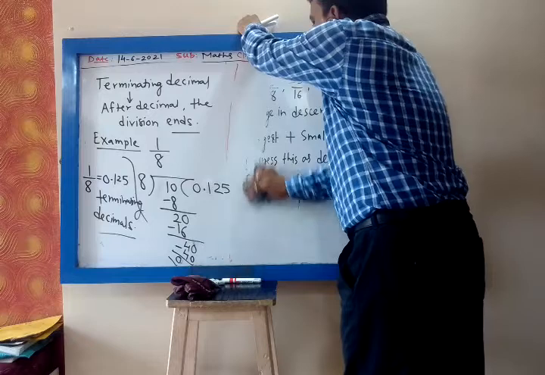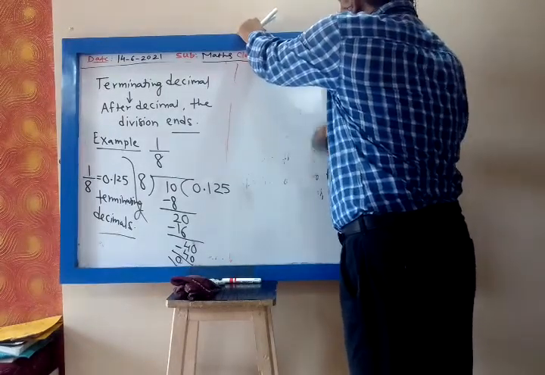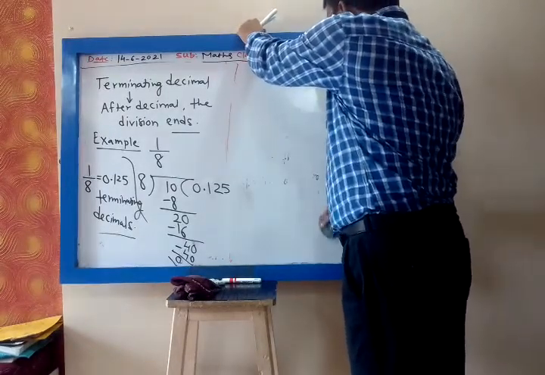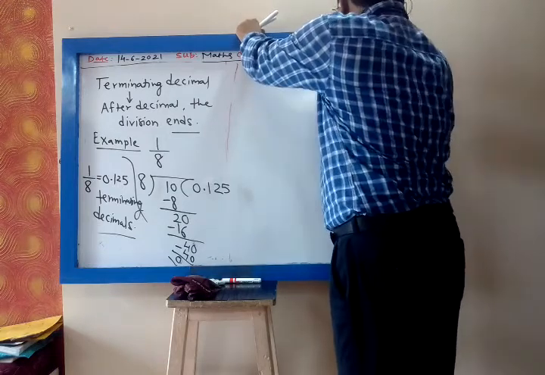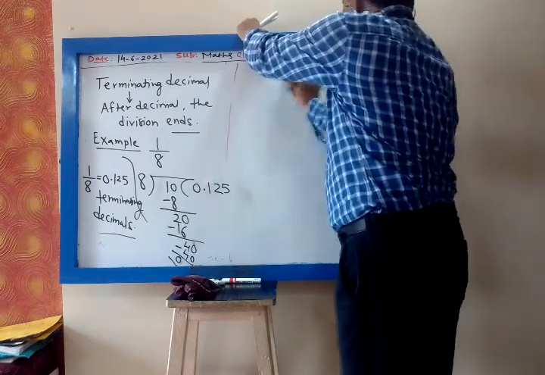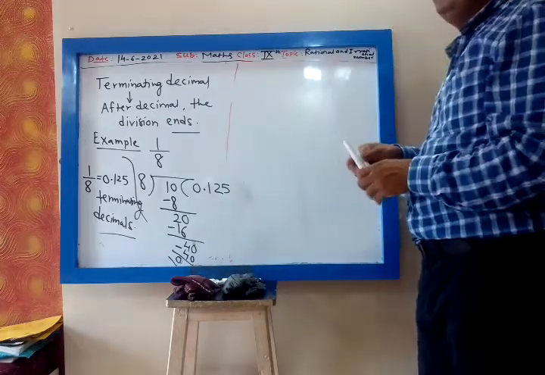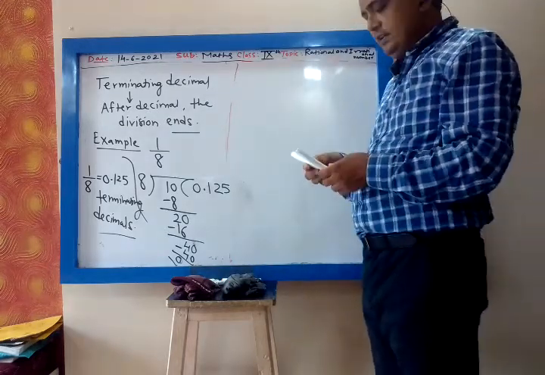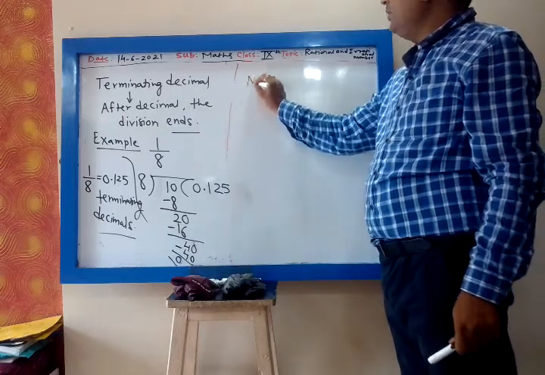Then it comes non-terminating decimal. What do you mean by non-terminating? Yes, opposite of this. The division never ends. So we write non-terminating decimal.